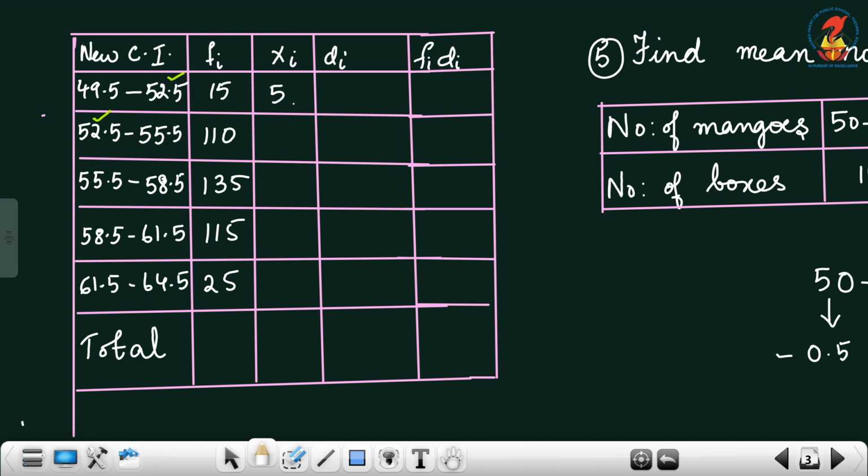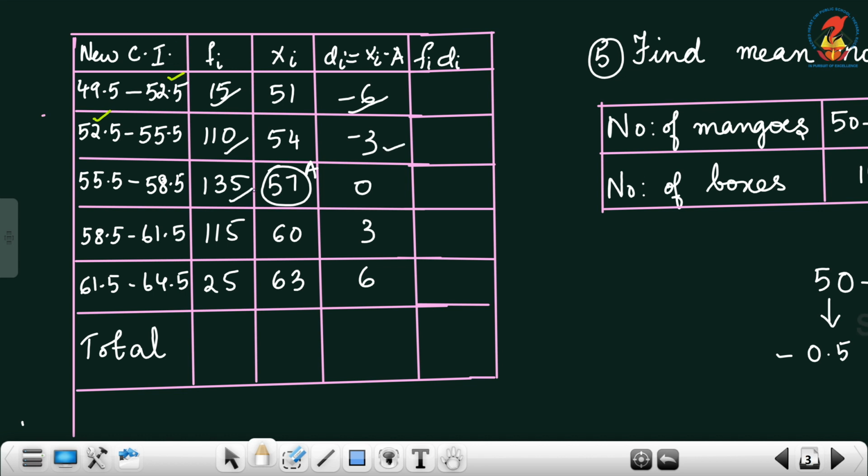We get it as 51, 54, 57, 60 and 63. If the values are big, if the xi's are big, you can use the assumed mean method. 57 will be A. So di will be 51 minus 57, which is minus 6, then minus 3, 0, 3 and 6. fi di: I need to multiply all my frequencies and the di's.